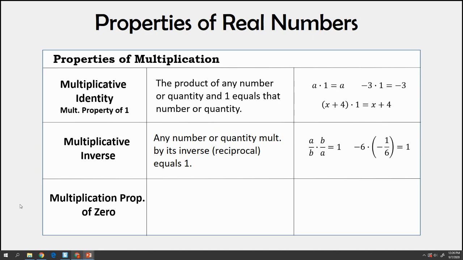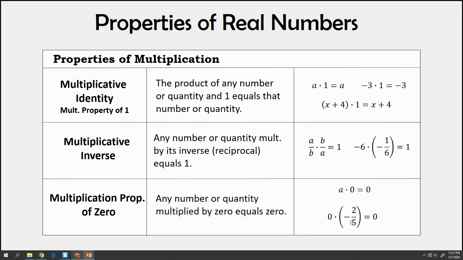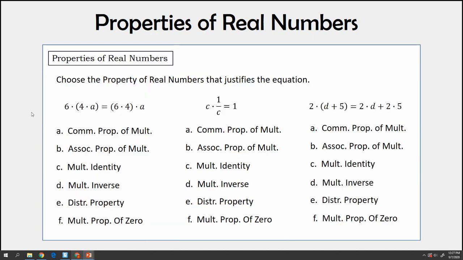Multiplication property of 0 basically says that anything multiplied by 0 equals 0. And this is actually a big concept that we're going to use a little later on. Right now, it's just a real simple property for us that if I take any number and multiply it by 0, the answer's got to be 0. Whether it's a variable, a negative, a positive, it doesn't matter. 0 times -2/5, the answer is 0.